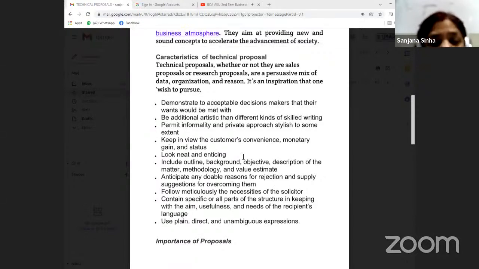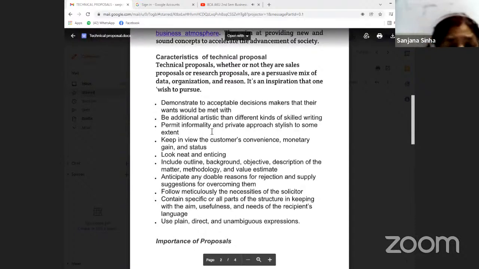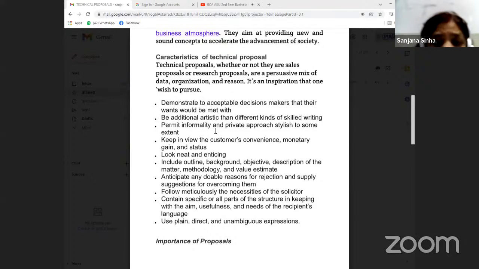So the first thing is demonstrate to acceptable decisions. First characteristic, demonstrate to acceptable decisions. Demonstrate in such a way so that your proposal is accepted. Second is be additionally artistic. It means write in such a way that it has to be very well written, very well done, in a very artistic style, so that when somebody reads it, your proposal clicks right away and it is accepted.